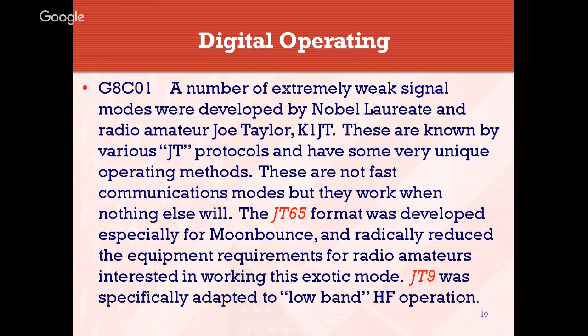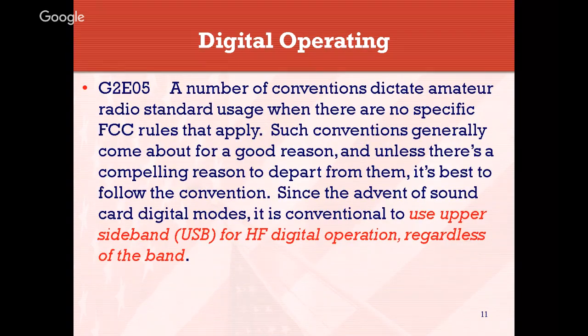The JT65 format was developed especially for moon bounce and radically reduced the equipment requirements for radio amateurs interested in working this mode. JT9 was specifically adapted to low band HF operation. So they are kind of slow modes to use. And the question being, which of the following digital modes is designed to operate at extremely low signal strength on the HF bands? That would be JT9 and JT65.